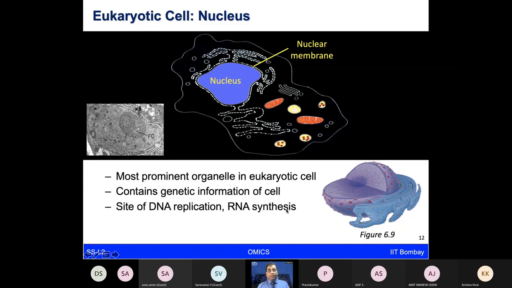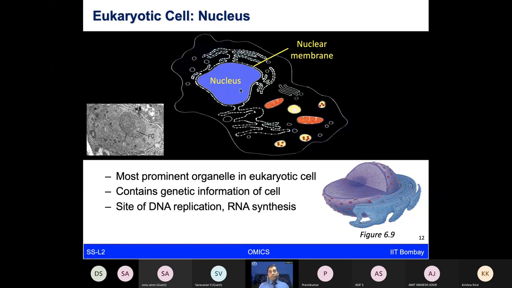So as I mentioned, the nucleus is the one that defines eukaryotic versus prokaryotic. It is the most prominent organelle in a given eukaryotic cell. As you can see, it takes most of the space. It contains the most crucial information for this cell, which is the genetic information, and that's where the DNA is located.